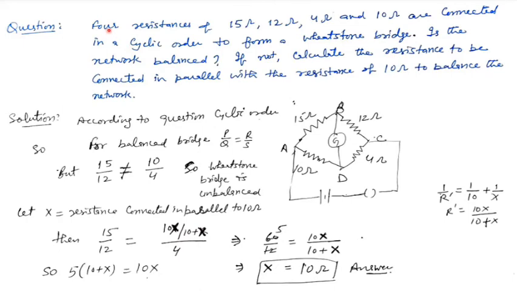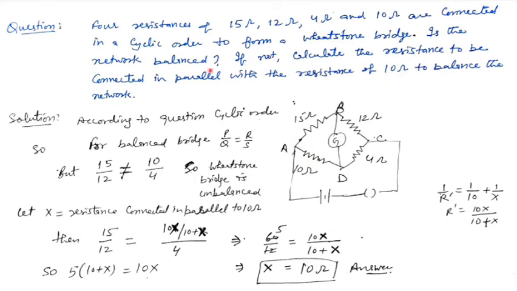Now they are asking, 4 resistances are there, 15 ohm, 12 ohm, 4 ohm and 10 ohm. They are connected in the cyclic order. Now the diagram is not given in the question, so I have drawn this diagram to take it in the cyclic order. If I am starting from point A, 15, going in the clockwise direction, 15 and then 12, then 4 and 10. So I have connected all the 4 resistances in the form of a bridge.